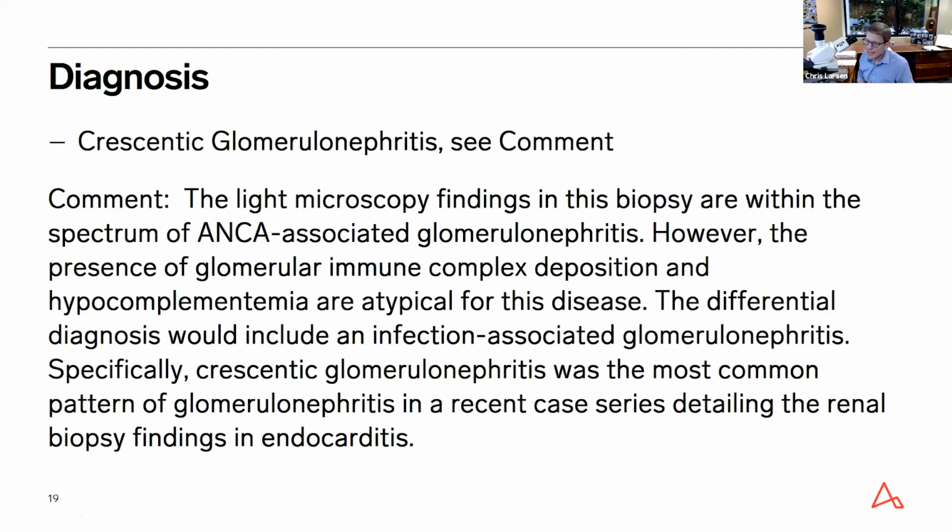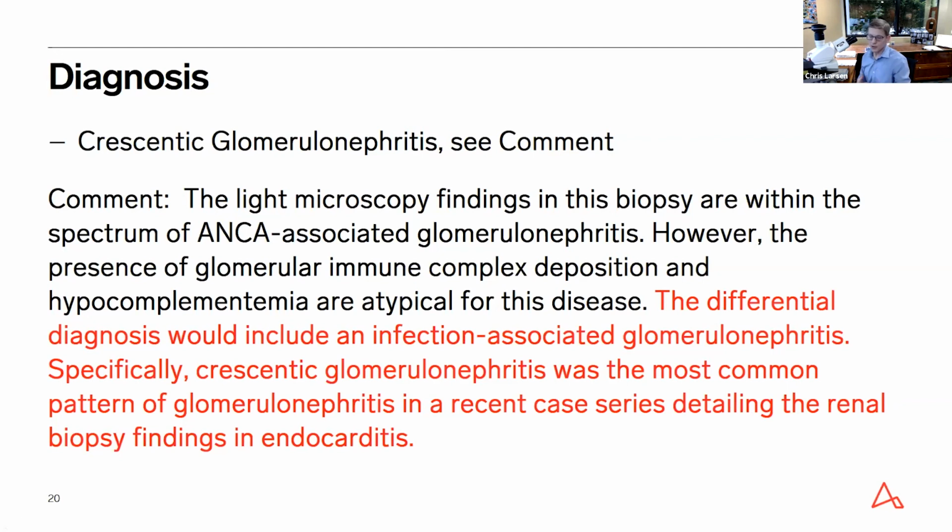However, this one had some things that made it a little bit unusual for ANCA. The patient had hypocomplementemia. That's not typical in ANCA. And there was quite a lot of C3 deposition in the glomeruli on the biopsy as well. So in this case, rather than just assigning this to an ANCA-associated glomerulonephritis, the differential of infection-associated glomerulonephritis, as Sri said, was raised. It was given back to the clinician.